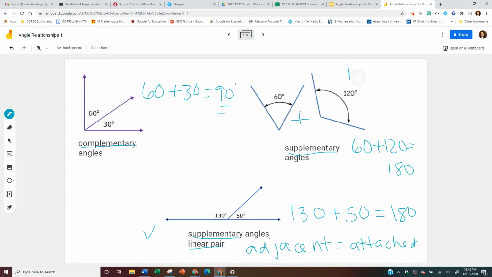These right here, the 2 angles at the top, are not a linear pair because they are not attached to each other or adjacent to each other. They have to be adjacent. So my 2 angles down here have 2 names for that reason. Okay, so complementary, 90 degrees. Supplementary, 180 degrees. Okay, so that's going to be really, really important for you to know.